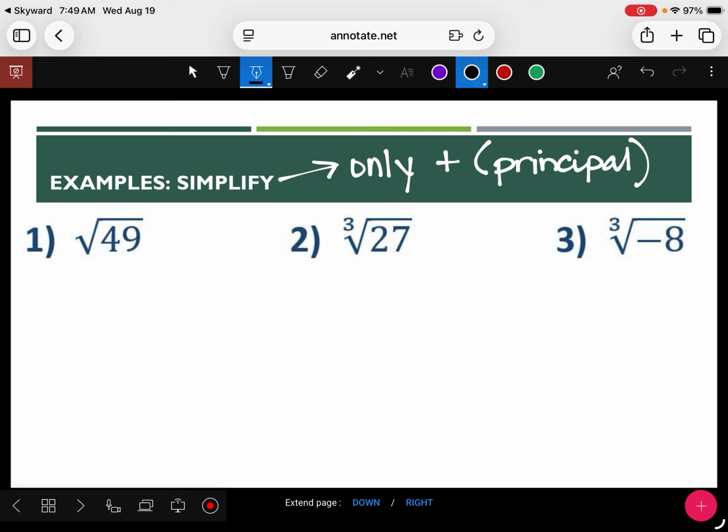So first thing first, we can write this as 49 to the power of 1/2. And if you were to build a cake, you would have 2 7s. So the answer is simply 7. That's the answer to number 1. Simple. Square root of 49, 7.